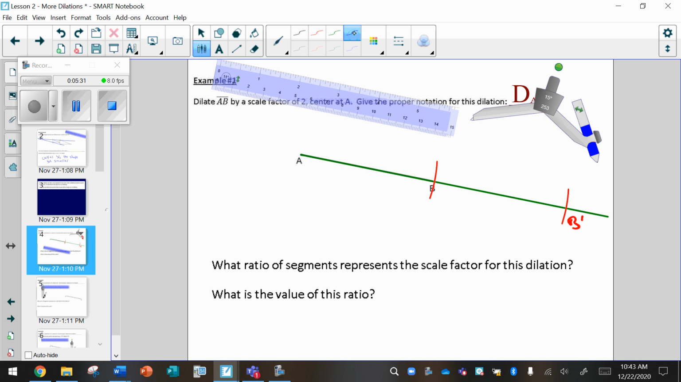So the ratio of our segments would be AB prime over AB, and the value of this ratio, because our scale factor was 2, will be 2.